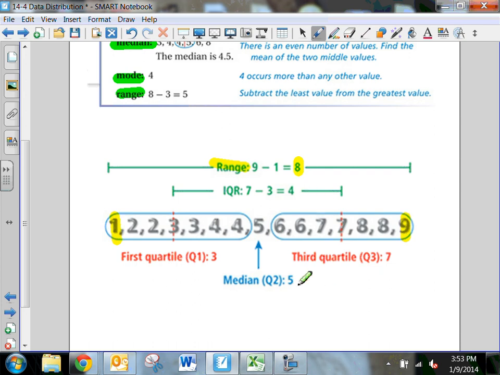And then the next thing you want to find would be the median. Okay, the median is always the middle number. The middle number in this case is 5. Okay, so you eliminate the numbers on the right and the left until you come into the middle number.